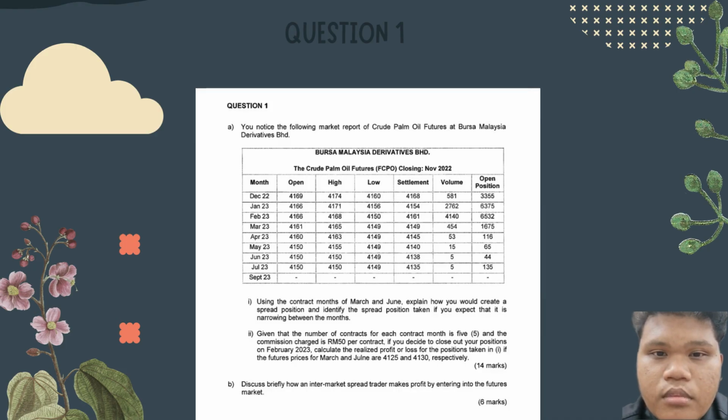Number 2. Given that the number of contracts for each contract month is 5 and the commission charge is 50 ringgit per contract. If you decide to close out your position in February 2023, calculate the realized profit or loss for the position taken if the futures prices for March and June are 4,125 ringgit and 4,133 ringgit respectively.